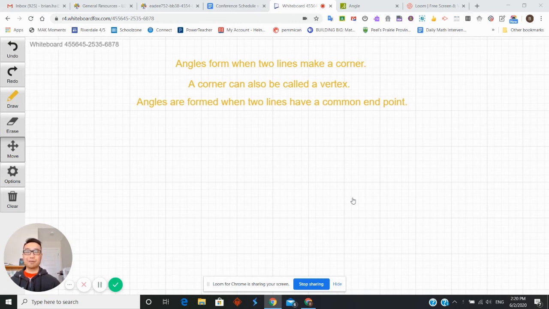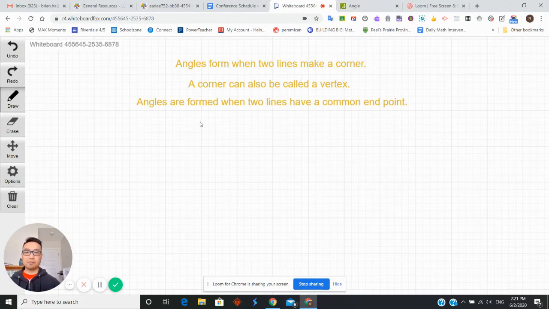Hello! Today we're going to talk about angles in mathematics. Angles form when two lines make a corner. That corner you might remember is called a vertex. Another way to say this is angles are formed when two lines have a common endpoint. I'm going to show you what this means.